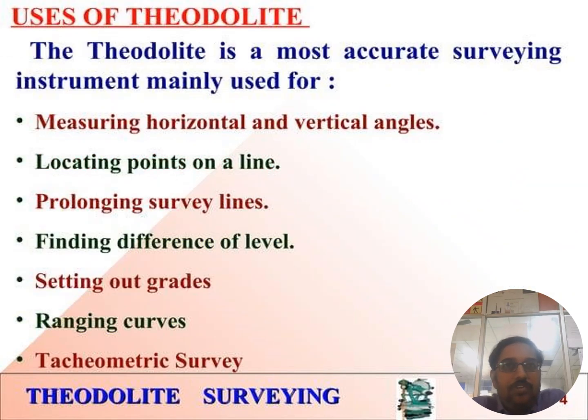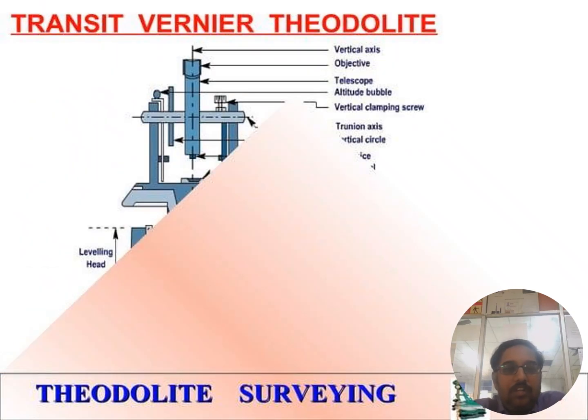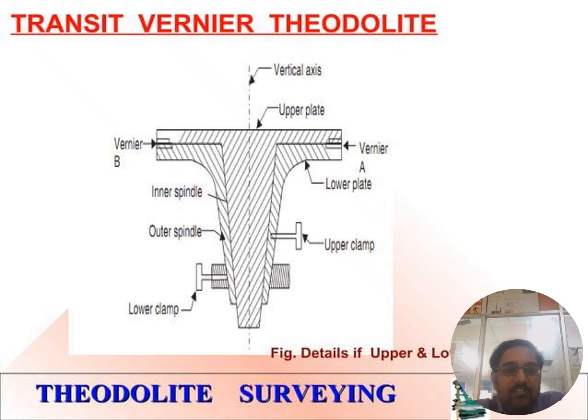Then the uses of the theodolite: it is used to measure horizontal and vertical angles, prolong survey lines, find the difference between levels, set out grades, and for tachymetric survey. In the transit theodolite, we have Vernier A and Vernier B. We have an outer spindle and an inner spindle as well, with the lower clamp and the upper clamp. To rotate, the upper clamp is fixed and the lower clamp is used to measure the horizontal and vertical angle.